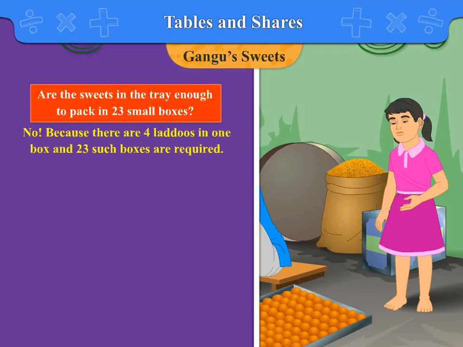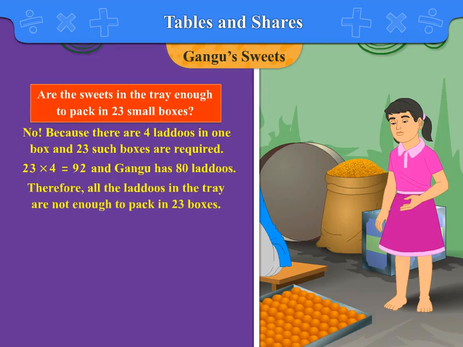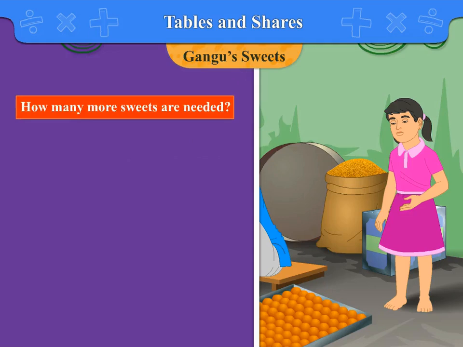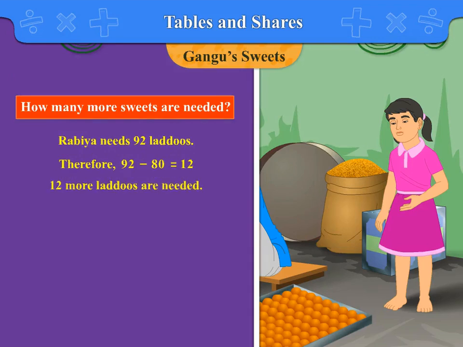No, because there are 4 laddus in one box and 23 such boxes are required. That is 23 into 4 is equal to 92. And Gangu has 80 laddus. Therefore, all the laddus in the tray are not enough to pack in 23 boxes. How many more sweets are needed? Rabia needs 92 laddus. Therefore, 92 minus 80 is equal to 12. Thus, 12 more laddus are needed.